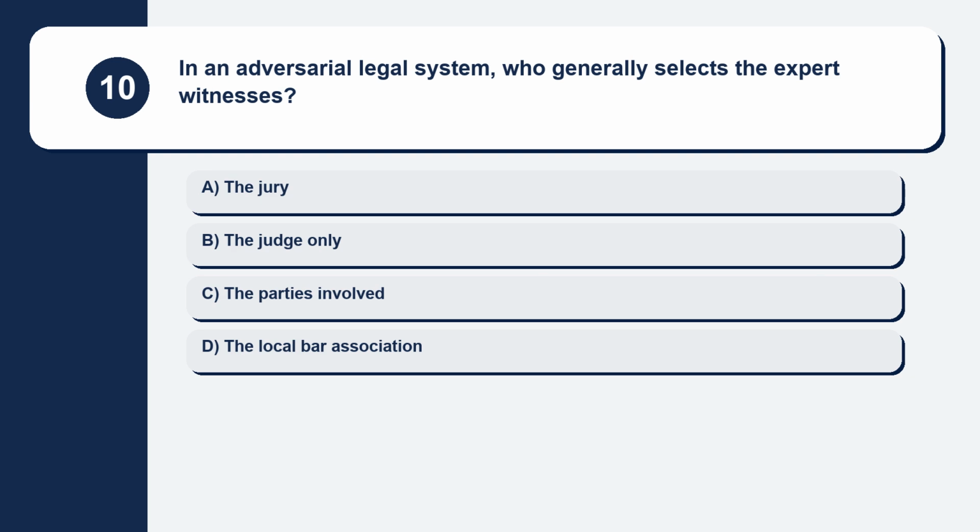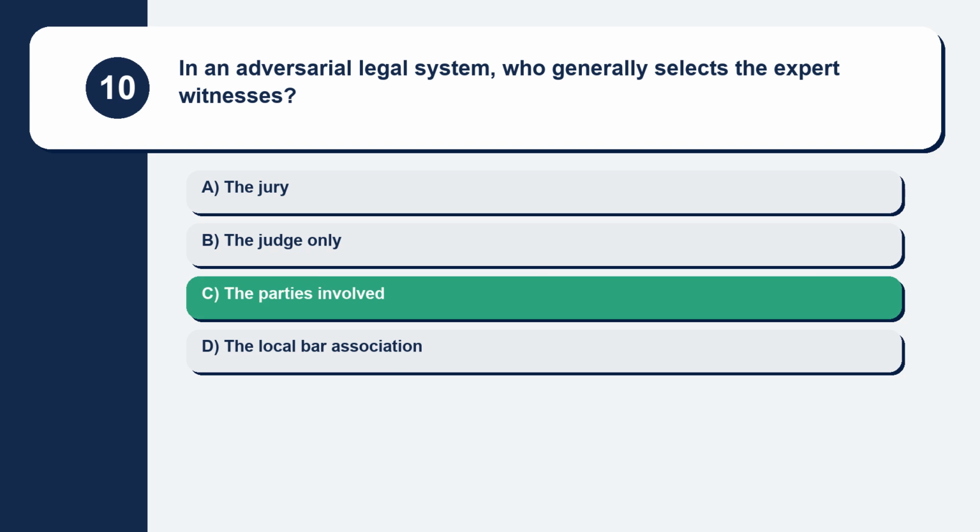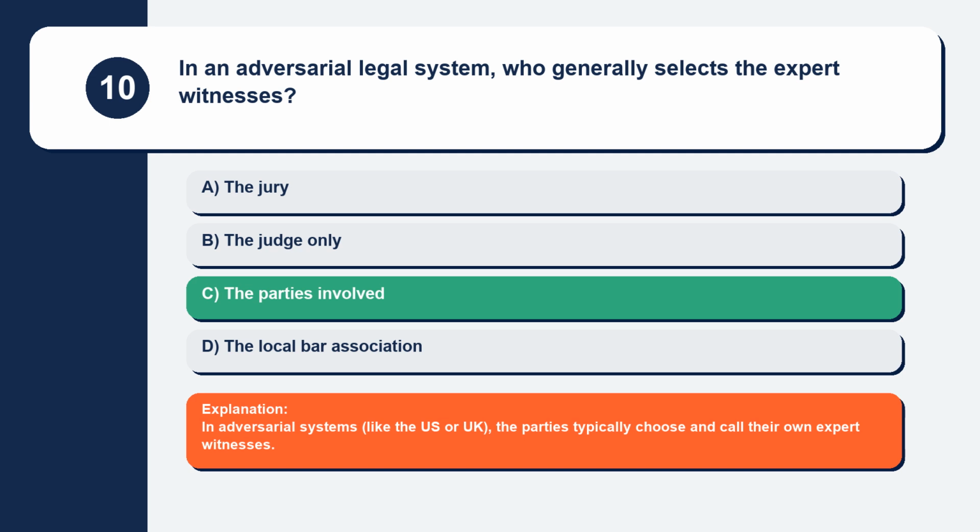Question 10. In an adversarial legal system, who generally selects the expert witnesses? The jury, the judge only, the parties involved, the local bar association. In adversarial systems, like the US or UK, the parties typically choose and call their own expert witnesses.